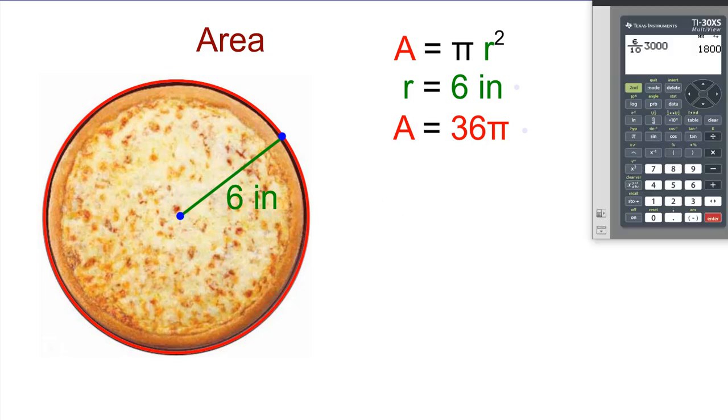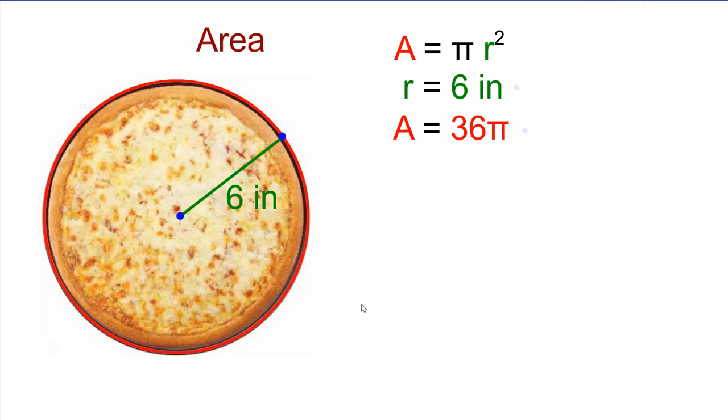Now keep in mind, pi is an irrational number. If we want this as a decimal, we'd have to put in 36 pi and convert it, and it'll give us a decimal, about 113 square inches. Now I like to leave it just as 36 pi. That way it has the full precision of pi. So it's exactly 36 pi. If we wrote 113 square inches, that would be an approximation.